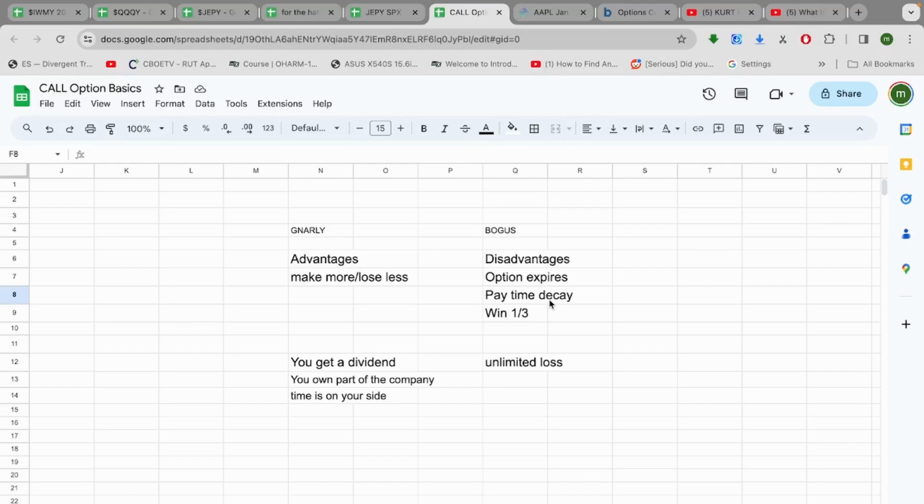When you're getting the time decay, you're earning the loan from the market, or however you want to look at it. Or if you're selling an option, you can look at it as you're renting that stock to somebody.